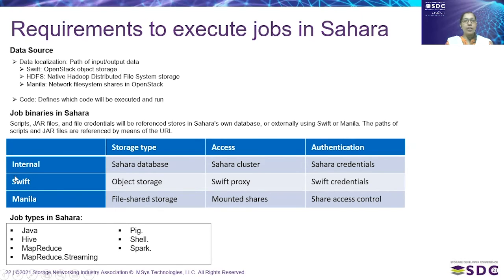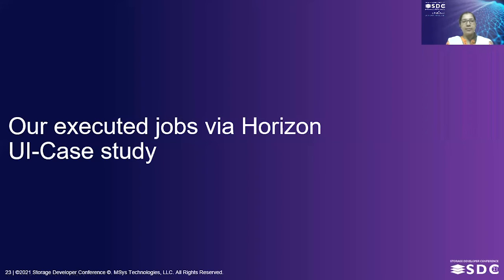If the storage is internal, the type would be Sahara database and access would be through the Sahara cluster using the Sahara credentials. If it is Swift, the type would be object storage and access via a Swift proxy using Swift credentials. And if it is Manila, then the type would be file shared storage, and access would be provided through mounted shares and access controls. Sahara supports different job types: Java, Hive, MapReduce, Streaming, Pig, Shell, and Spark.